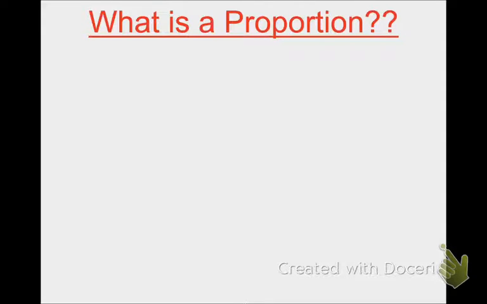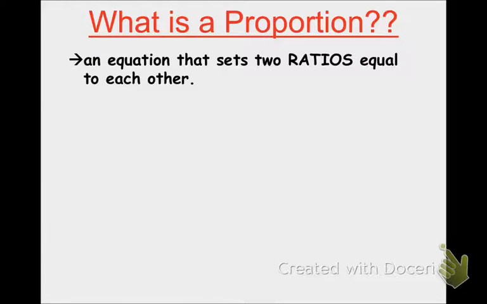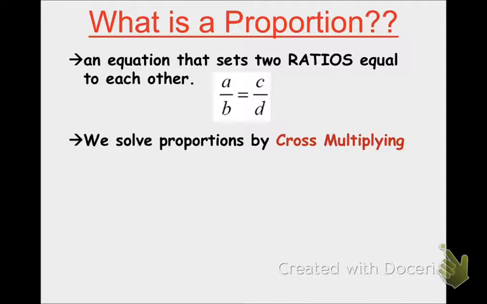So let's look at a proportion. A proportion is just when you get two ratios or two fractions or two of the semicolon notation and you put an equal sign in between. So when you have a fraction equal to a fraction, most likely you'll see it that way. And we solve proportions by cross multiplication or cross product, as you may hear it called as well.